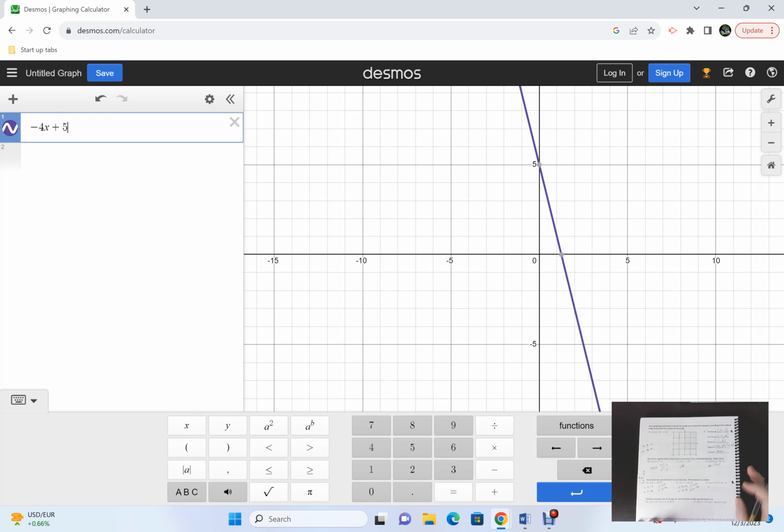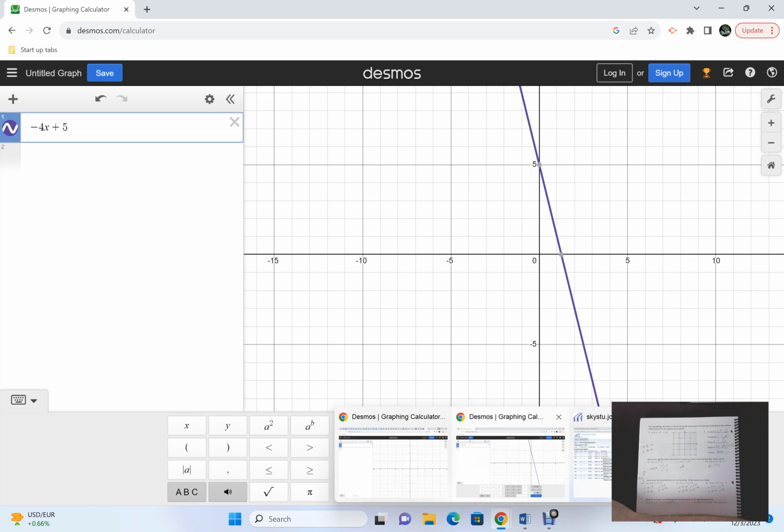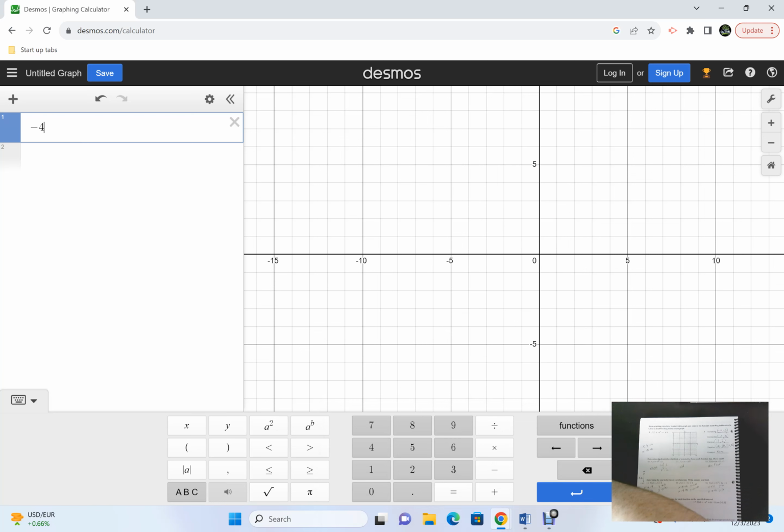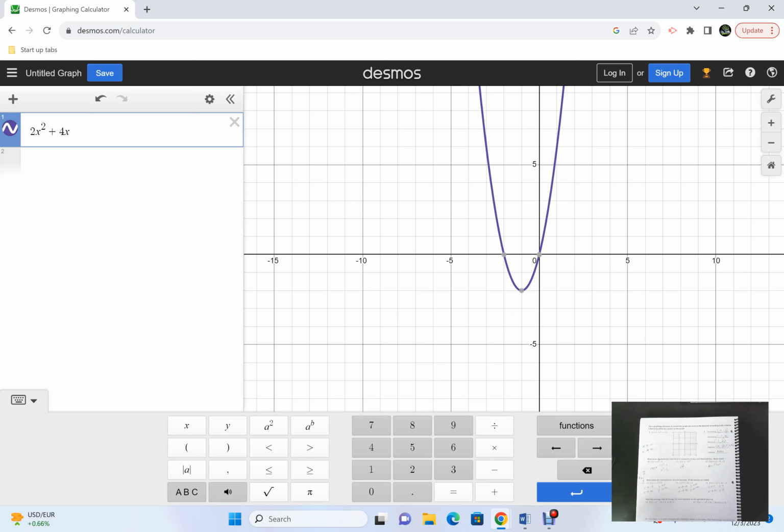Again, this one is going to be a parabola. But I already know that parabolas have a negative infinity to infinity domain because they always go left and right forever. So as x goes to negative infinity, as x goes to positive infinity, what does y go to? Okay, so I'm going to type in the equation. So 2x squared, plus 4x, and then minus 5.